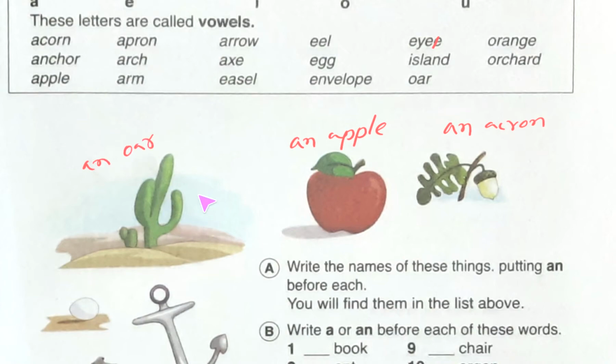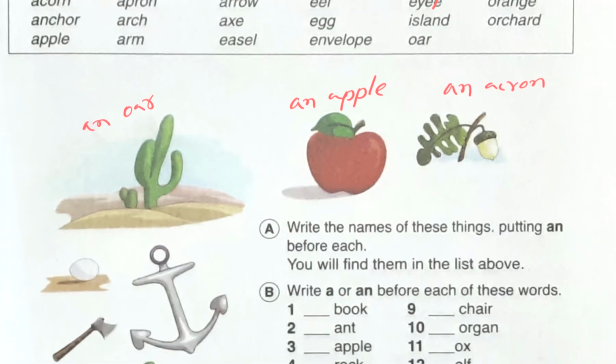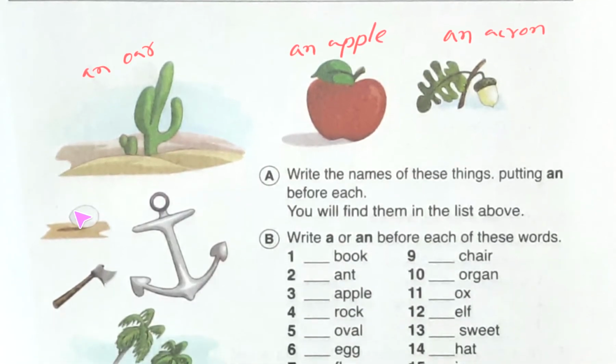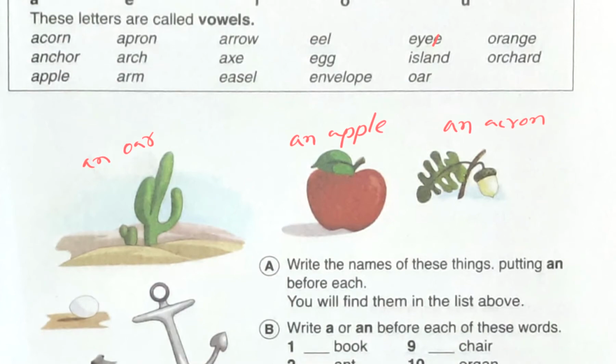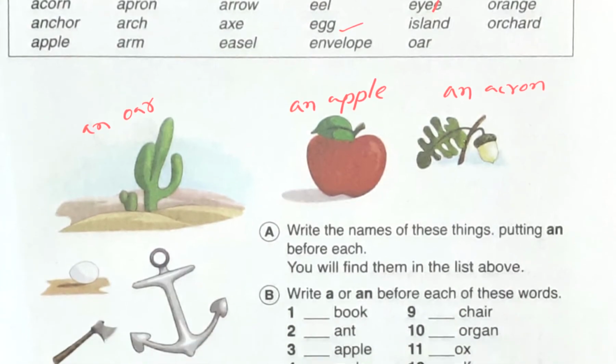Okay, I am telling again, there is no cactus and we are actually reading vowels. So, cactus has started with C, with consonant. So, before it we cannot put an. So, below this, here see egg, in this place egg. So, we will write an egg. This one, this is anchor. So, we will write an anchor.